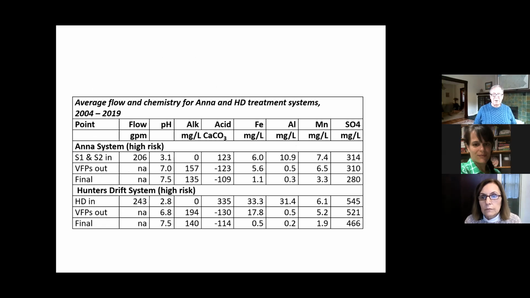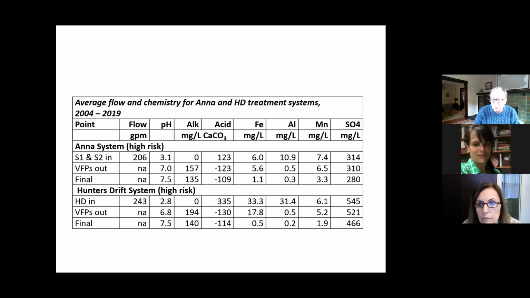So what's been the result of all that? This table shows the average inflow chemistry, the average chemistry out of the vertical flow ponds, and then the average chemistry at the final discharge. Because the vertical flow ponds generate alkalinity, as you can see here, but they don't remove all the iron. And so you need to have that polishing step to remove all the residual iron. And what you can see here is that the final discharge in both sites is alkaline, pH 7.5, strongly alkaline, negative acidity. That means that we're net alkaline. And iron concentrations that are low, and aluminum is very low.